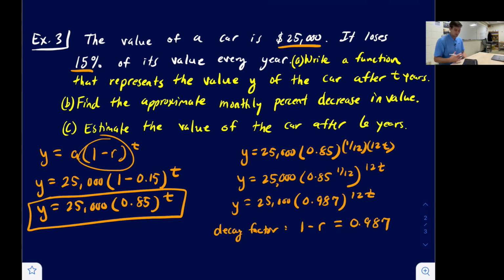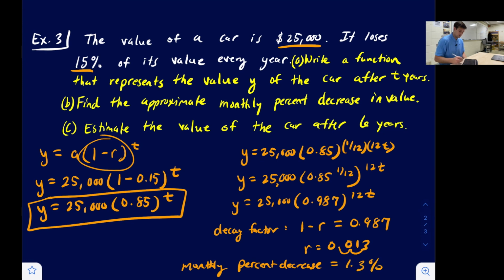So what did we subtract from 1 to get 0.987? Well, we could say r is equal to 0.013. And now we want to change that to a percentage. So we're going to move the decimal twice to the right. So our percent decrease, let's say monthly percent decrease is 1.3%. Okay. All right, last part, estimate the value of the car after 6 years.